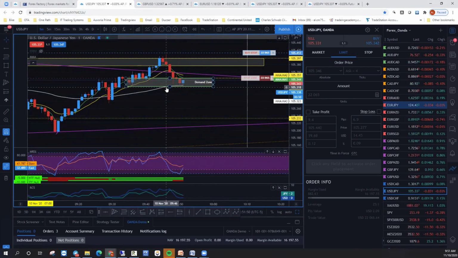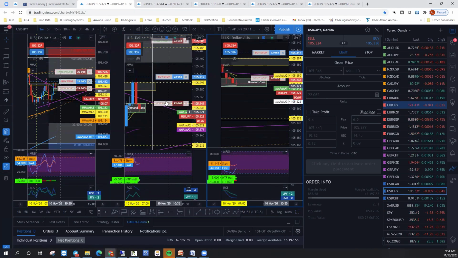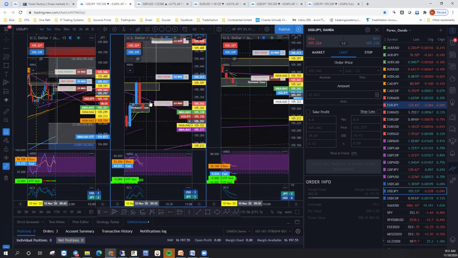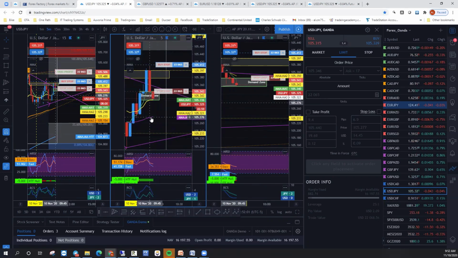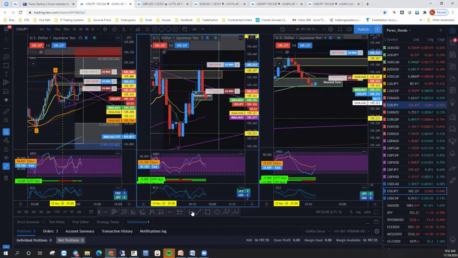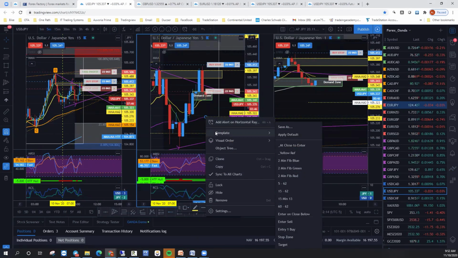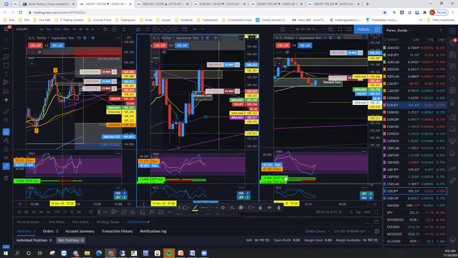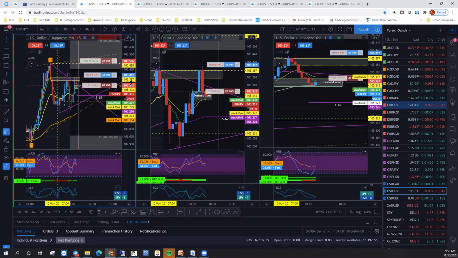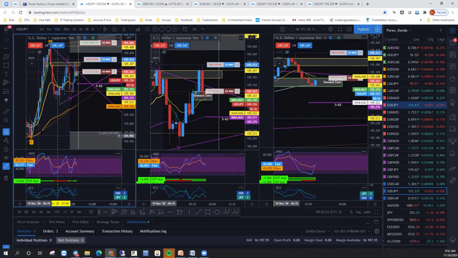We are getting a bounce off of this 62. Let's check and see where the other moving averages are. We have the 5 minutes all the way down here, so it could retest this. If we get the cross, it could come down and retest the 62 right here. And then we have the 1562 over here, which is pretty much right where this original wedge was drawn.